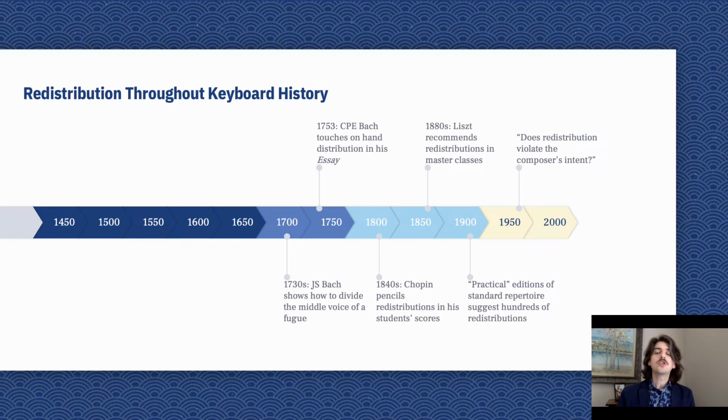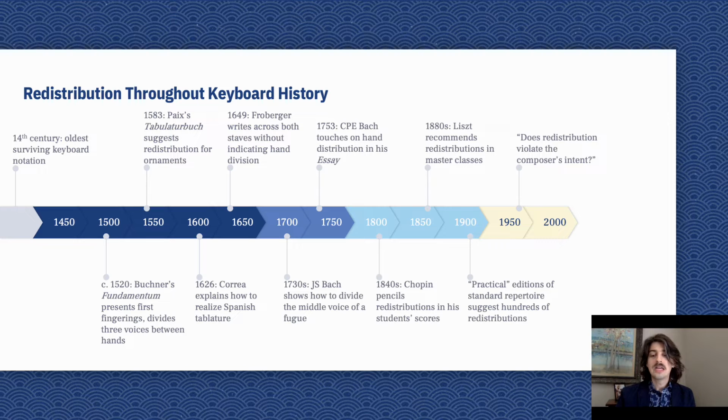But in order to really understand the origins of redistribution, we need to go all the way back to the beginning. The history of redistribution is inseparable from the history of note distribution, and consequently from the history of keyboard notation. Put differently, a particular division of the notes between the hands must be conveyed through the score in order for performers to alter it. If the notation does not prescribe a specific division of the notes between the hands, the status of much keyboard music of the 16th and 17th centuries, performers must assign it themselves.